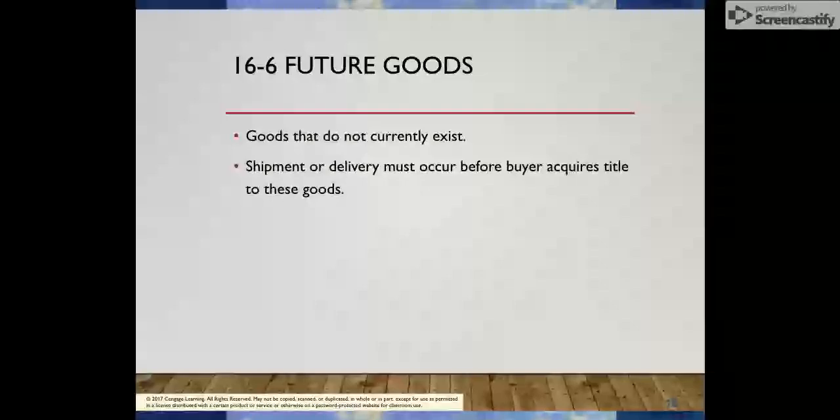There are also future goods, which are goods that do not currently exist. Shipment or delivery must occur before the buyer acquires the title to these goods. I like to think of that as pre-ordering. I always think of electronics, the newest AirPods: before they actually existed, you could pre-order them. That's a future good. You're not getting the title of that good until it's actually shipped and delivered to you.